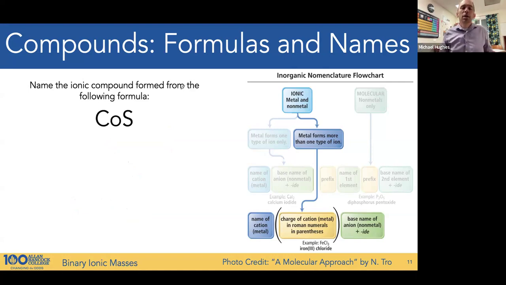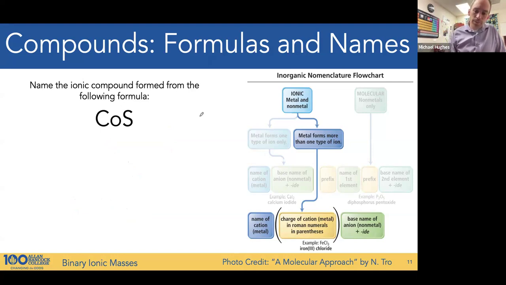All right. So we have cobalt. Cobalt is a metal. It's a transition metal, and we do not always know the charge of cobalt. So we're going to look to sulfur. Sulfur in group 16 or 6A always has a 2 minus charge.